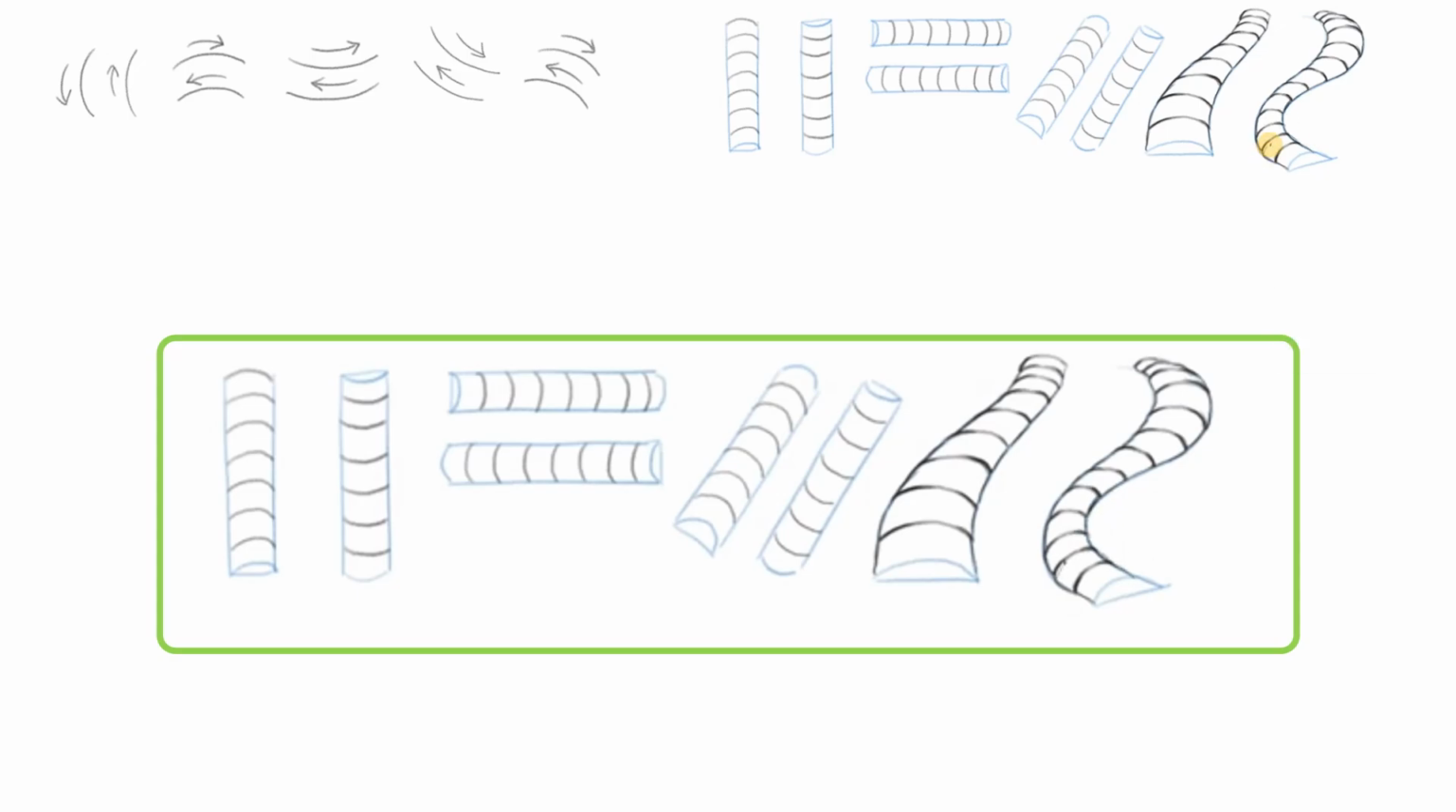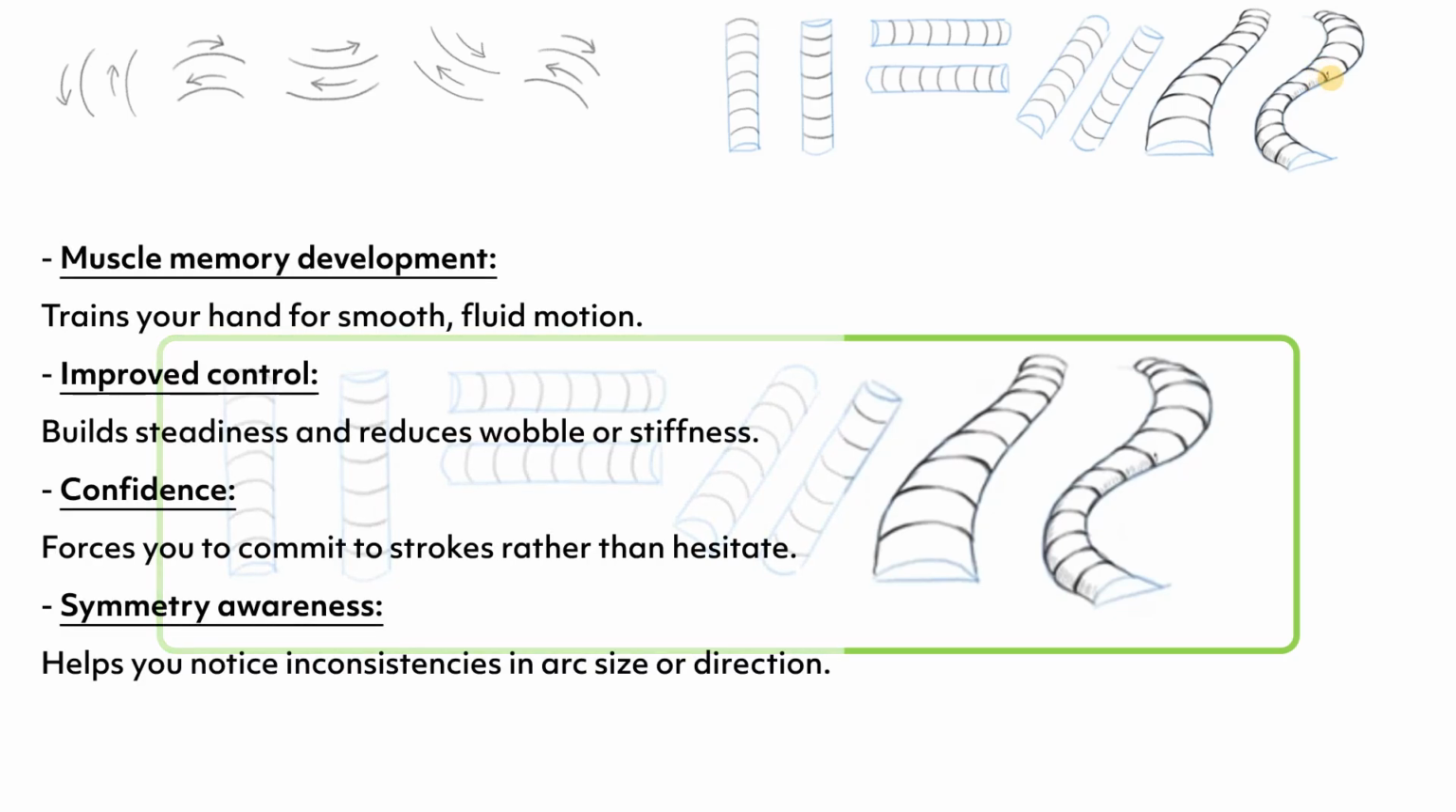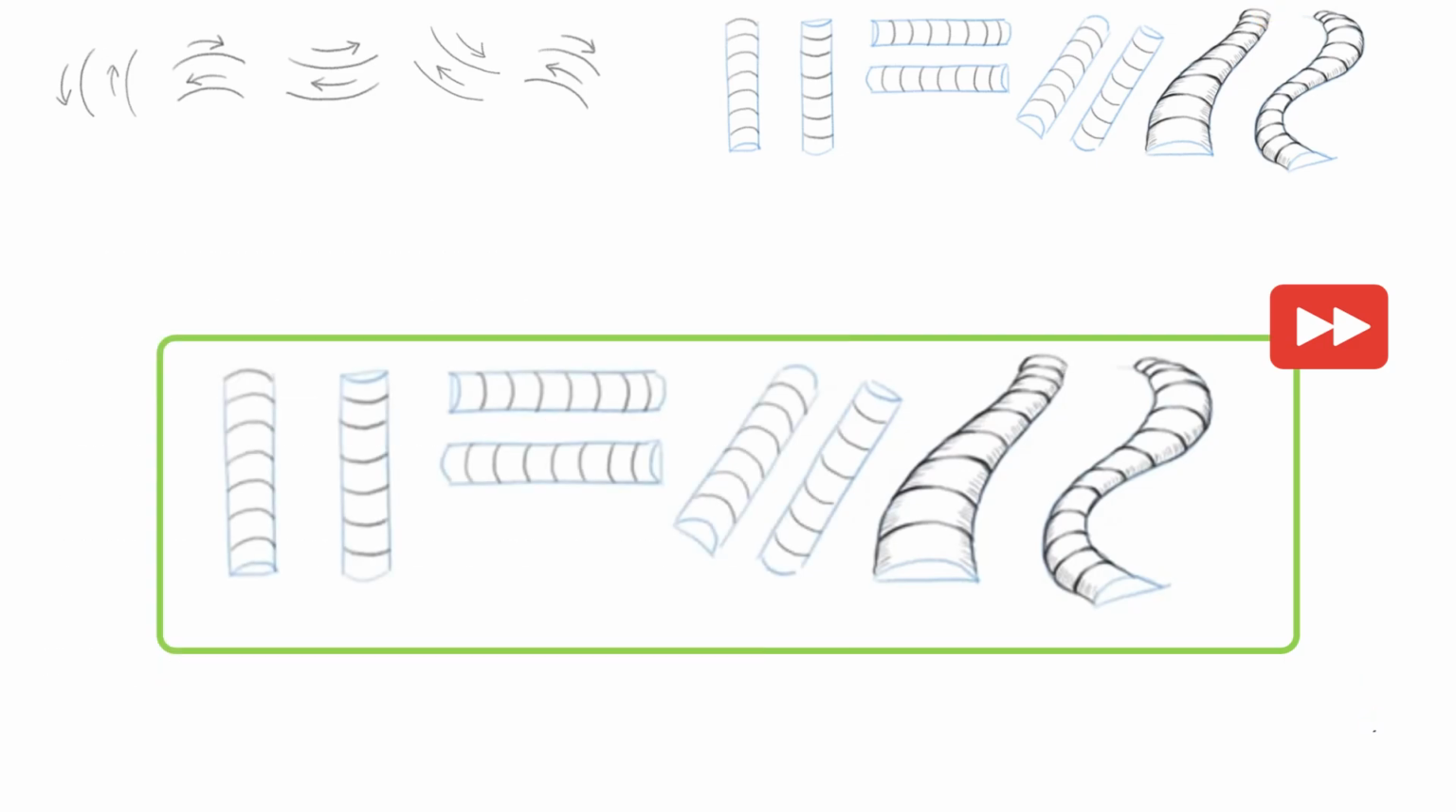To finish this, let's do some simple hatching to create additional shading by drawing slightly curved, quick, tapered lines. As mentioned in the intro, the benefits of these repeated drill exercises include developing muscle memory to train your hand for smooth, fluid motion, building steadiness to reduce wobble or stiffness for improved control, boosting confidence by encouraging you to commit to strokes rather than hesitate, and enhancing symmetry awareness by helping you notice inconsistencies in arc size or direction.